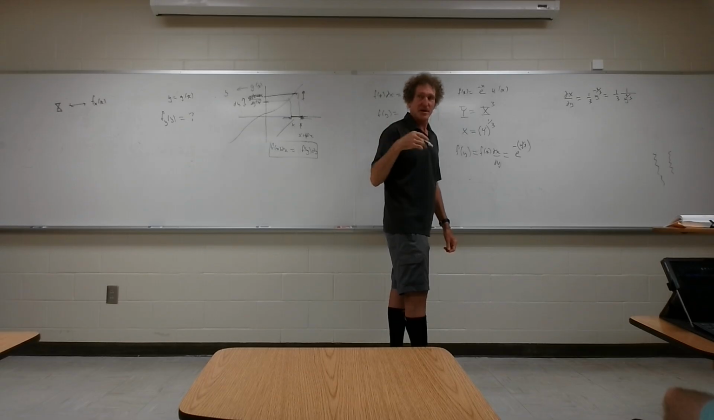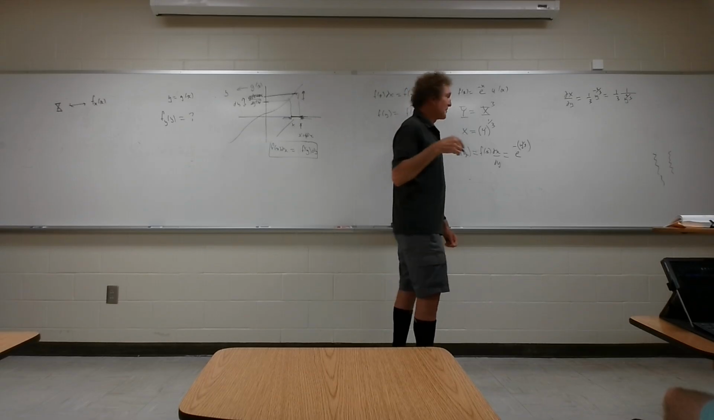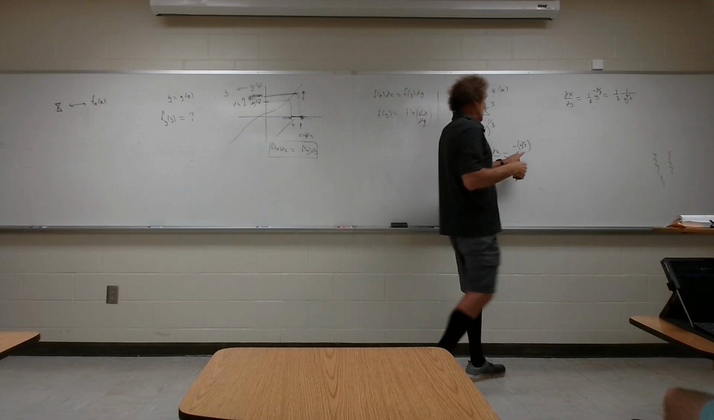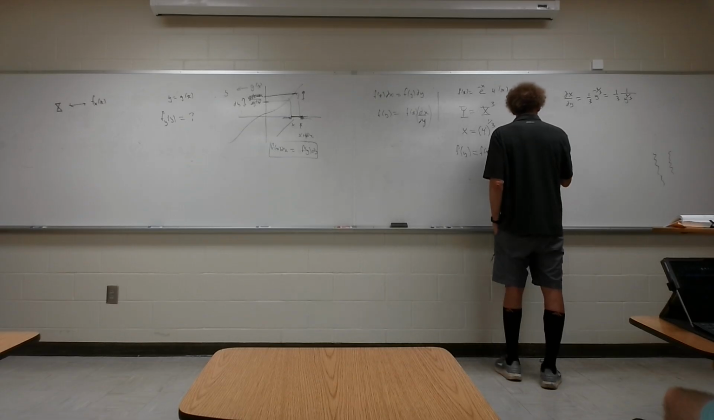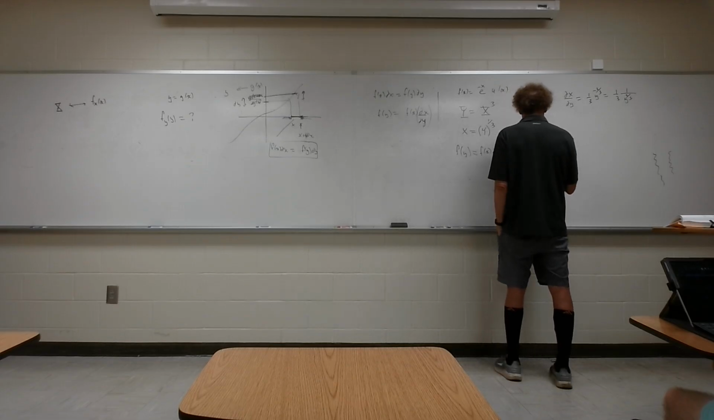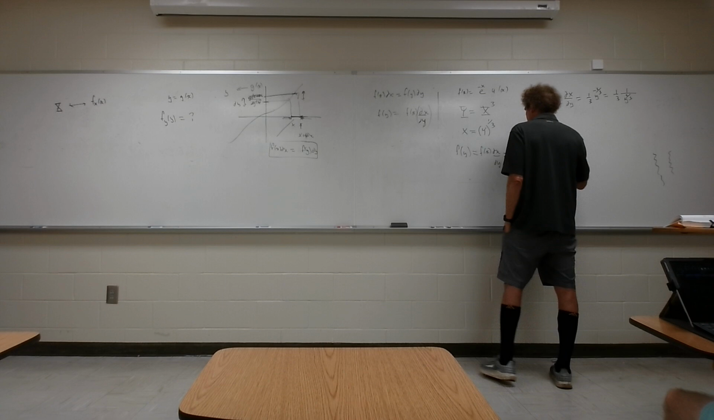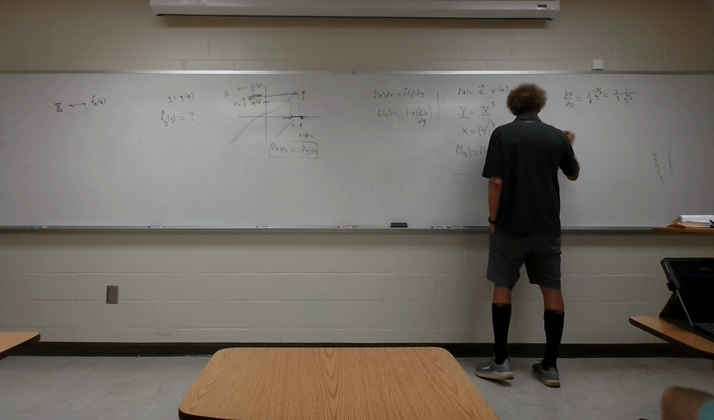Can you all read it? Okay. If you take that, I put it down here, so I have that. It's going to be times 1/3, 1 over y to the 2/3 power, and that's the density function for f of y.